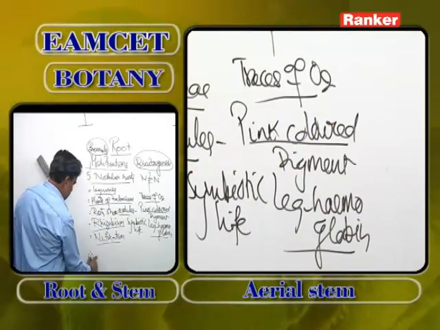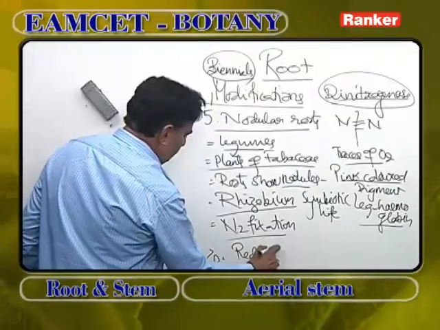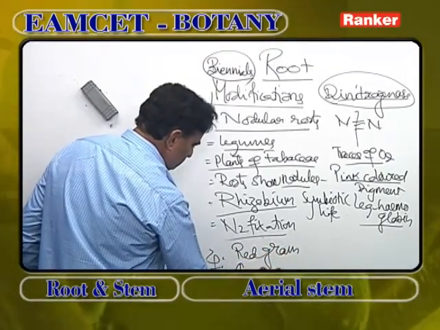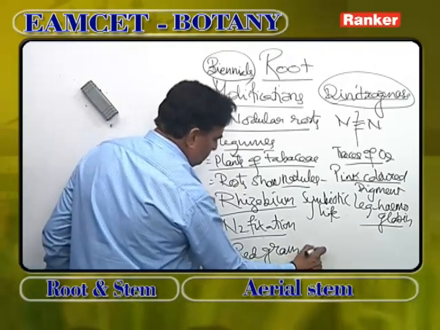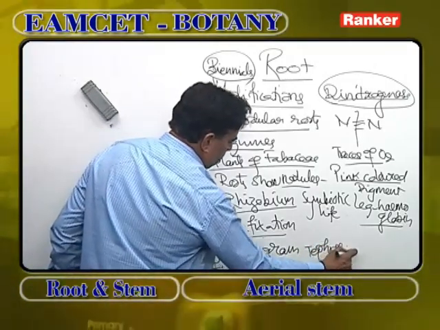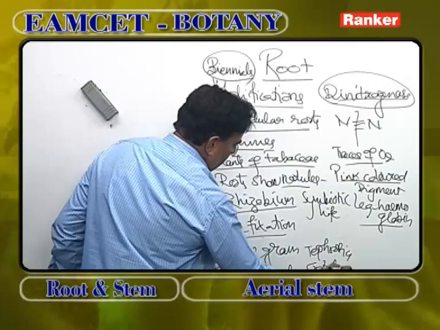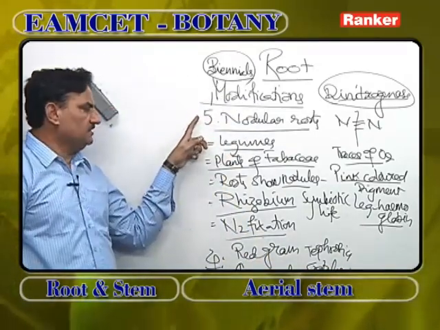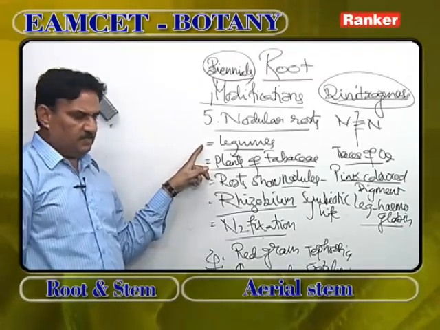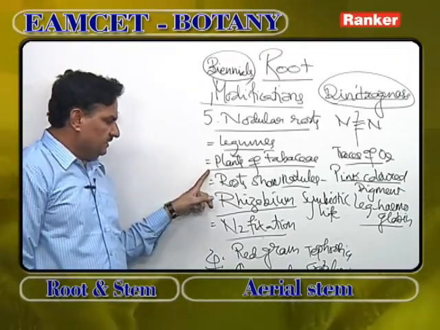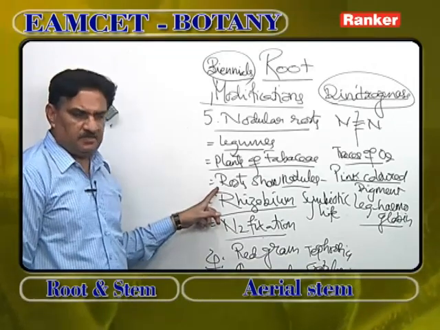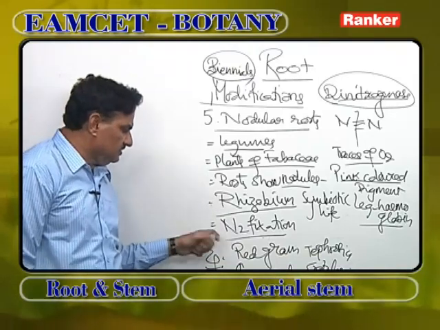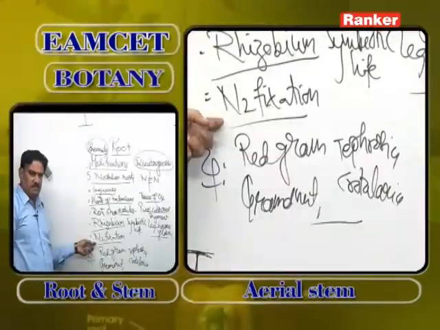Examples: red gram, almost all grams, groundnut, Tephrosia, Crotalaria; the majority of the plants of Fabaceae show nodular roots. What are nodular roots? These are found in legumes, plants of Fabaceae particularly, which show root nodules. Root nodules show the presence of Rhizobium, which shows a symbiotic association. These help in nitrogen fixation.